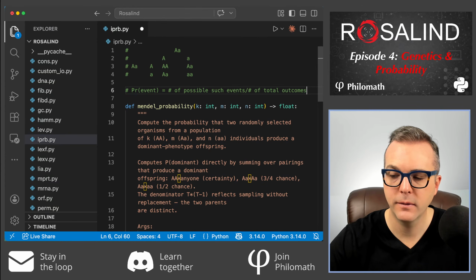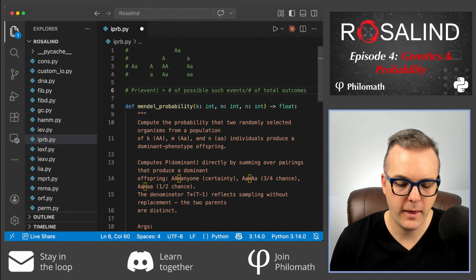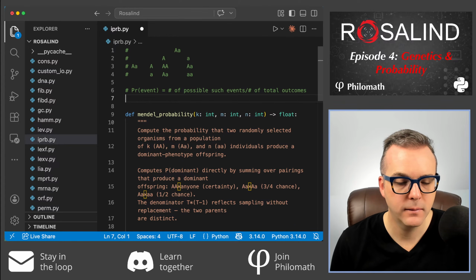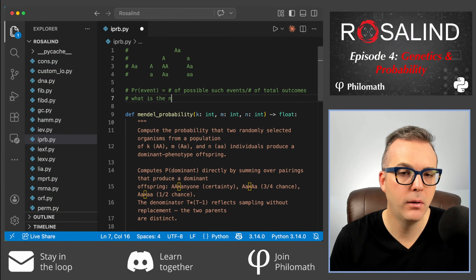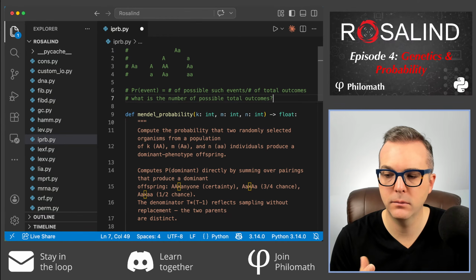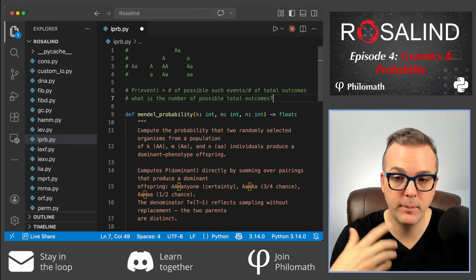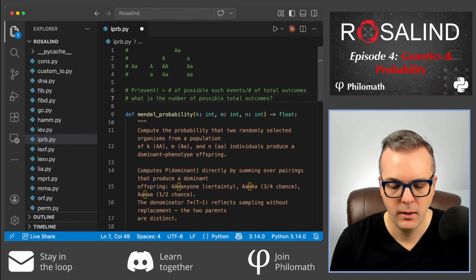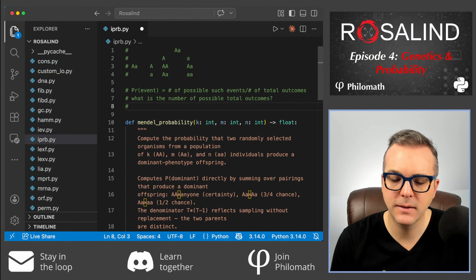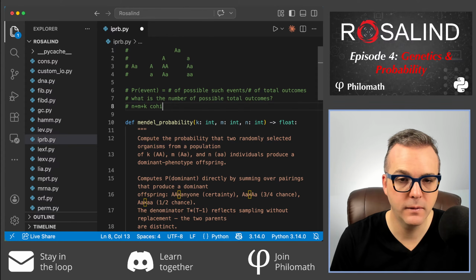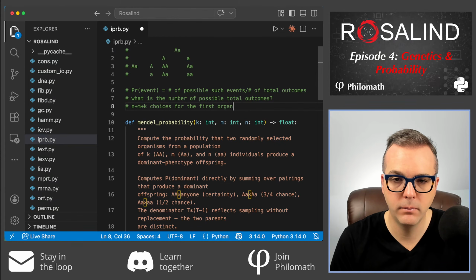And then that allows us to say, well, one of the things that we might immediately think about is the number of possible total outcomes. And I think of this in the sense of I am selecting two organisms from this population. What is the number of possible outcomes that I could have? In that sense, it tells me that there are N plus M plus K choices for the first organism.